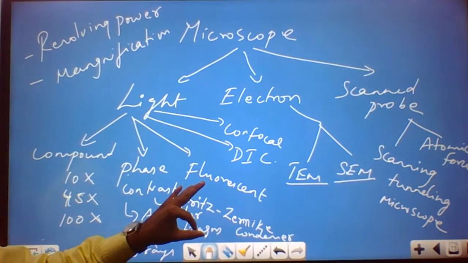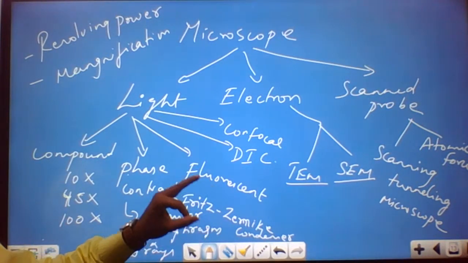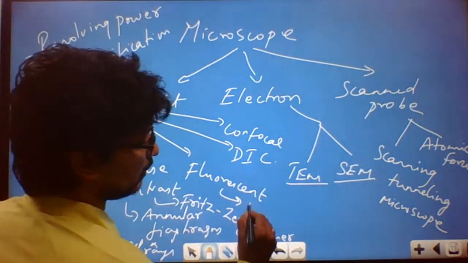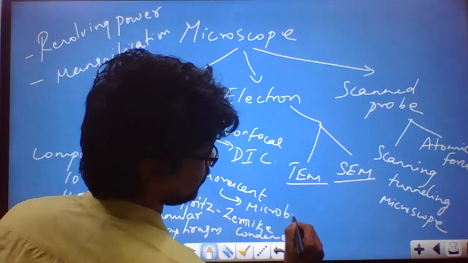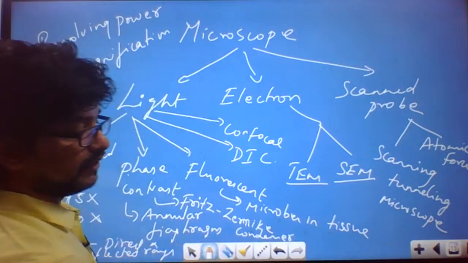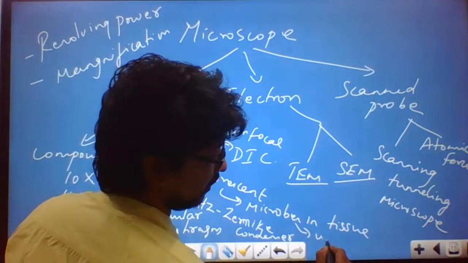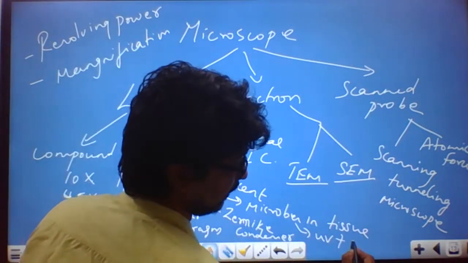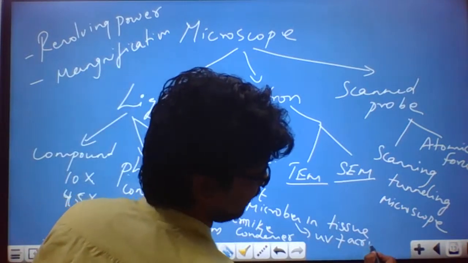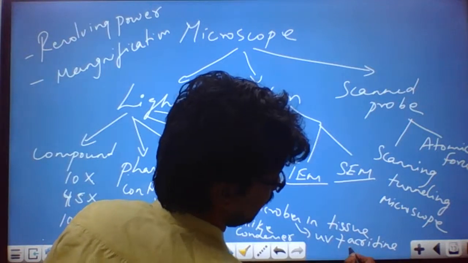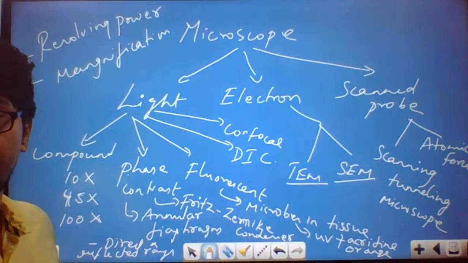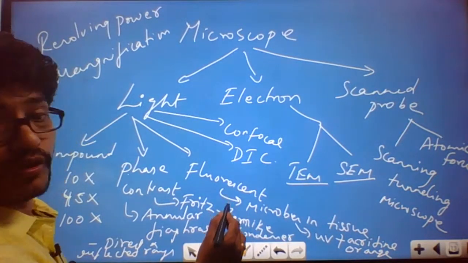Coming to the fluorescent microscope. This is usually used for identifying microbes in a tissue. To look at the microbes in a tissue, you require ultraviolet rays, and you require a special type of stain called acridine orange. It's a special type of dye that you require. This is called the fluorescent microscope.